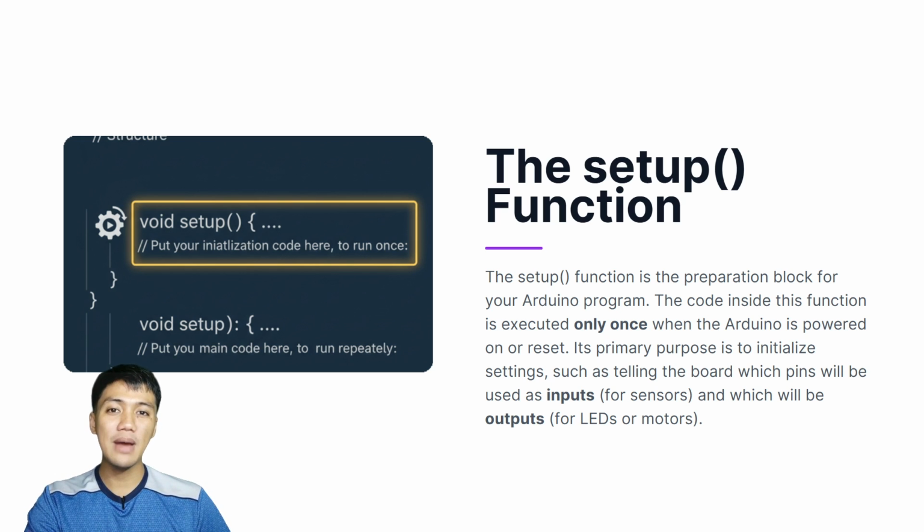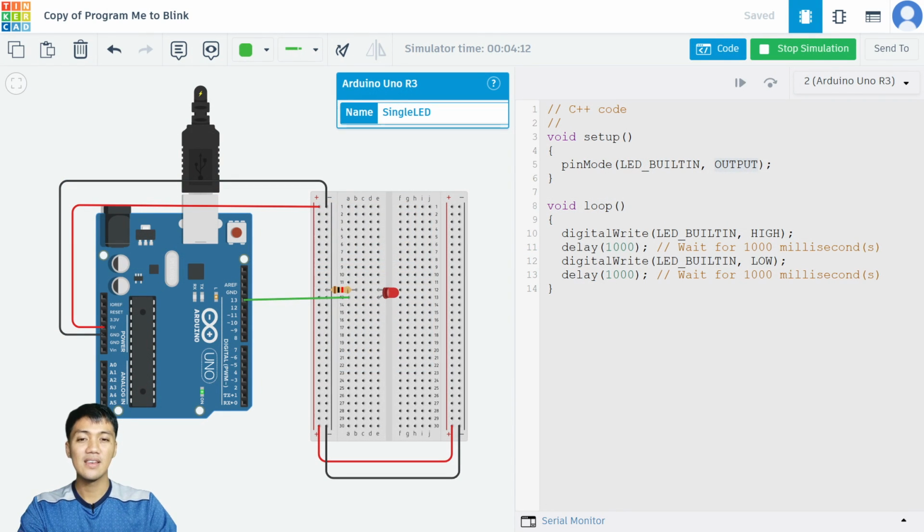Now, let's go back to this one. In our void loop, we have here this function. We have what we call digitalWrite. We tell it, hey, we are writing a value, we are outputting something. Now, where do we output it? Through our built-in LED.